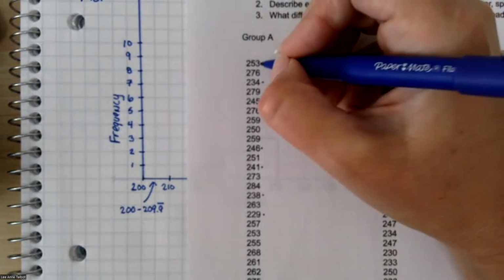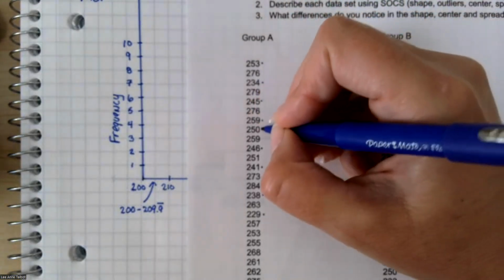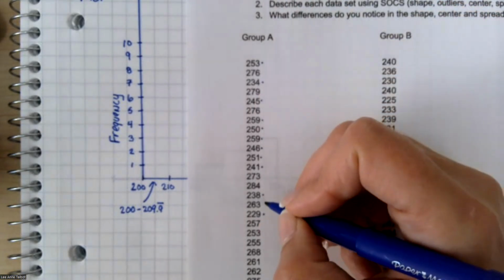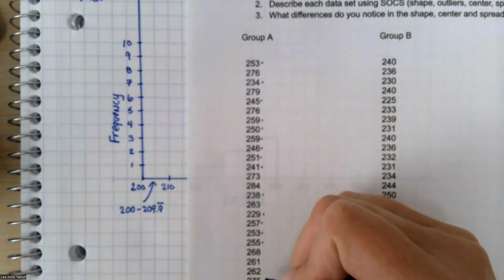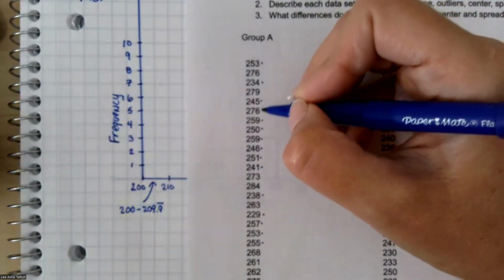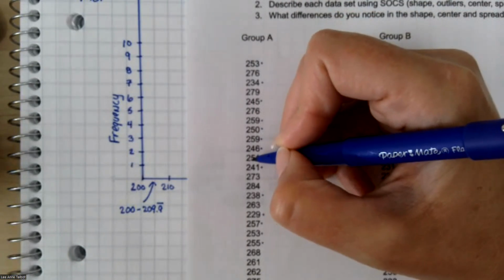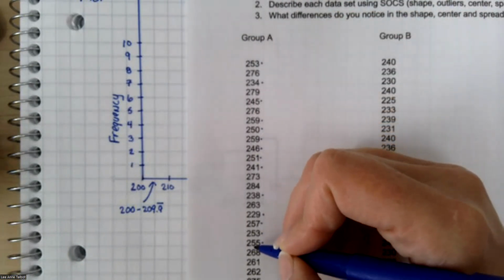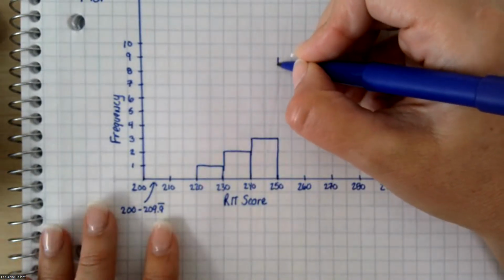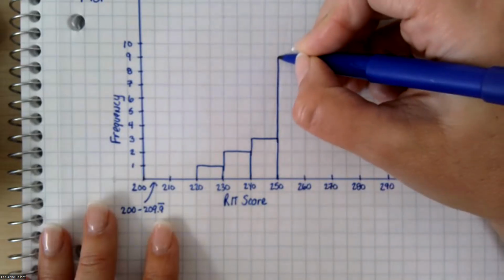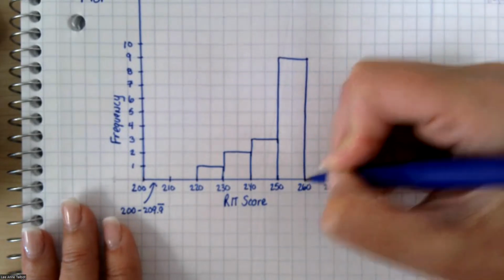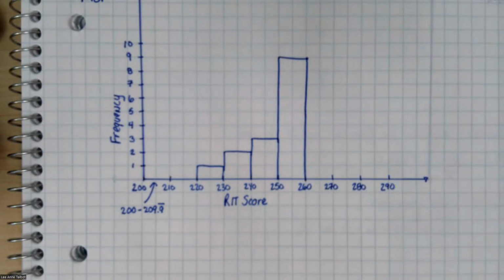Okay, 250s. 1, 2, 3, 4, 5, 6, 7, 8, 9. Cripes, I should count that again. 1, 2, 3, 4, 5, 6, 7, 8, 9. Kind of a jump.